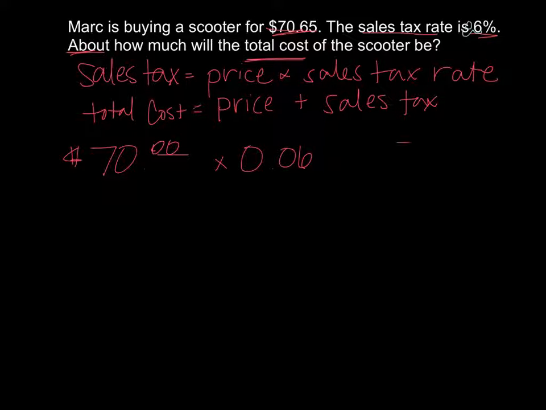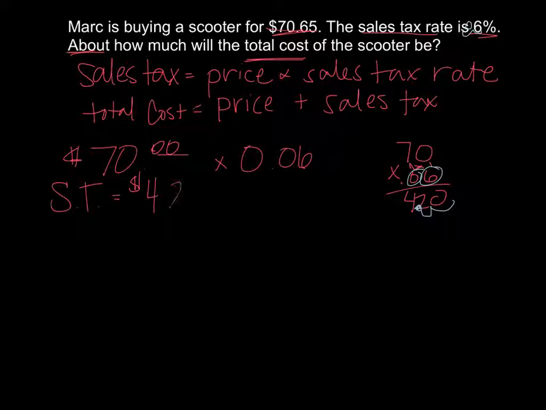So I would multiply 70 by 6 hundredths. That'd be a 0. That'd be a 42. I know I'm going to get 0, 0, so I can just end it off there. I do have 2 digits to the right of the decimal point, so I need to bring that back twice. So I'm looking at my sales tax being $4.20.